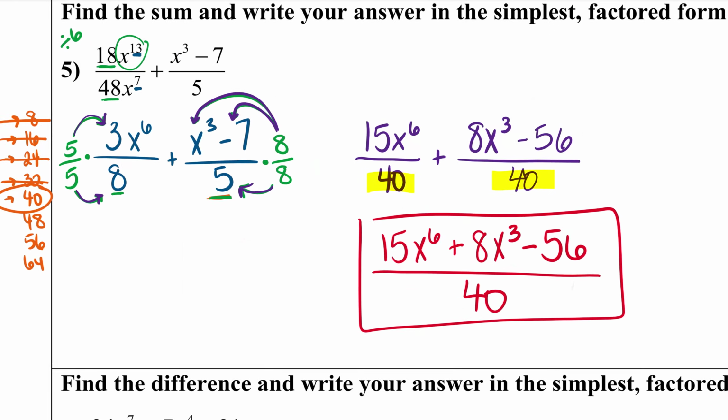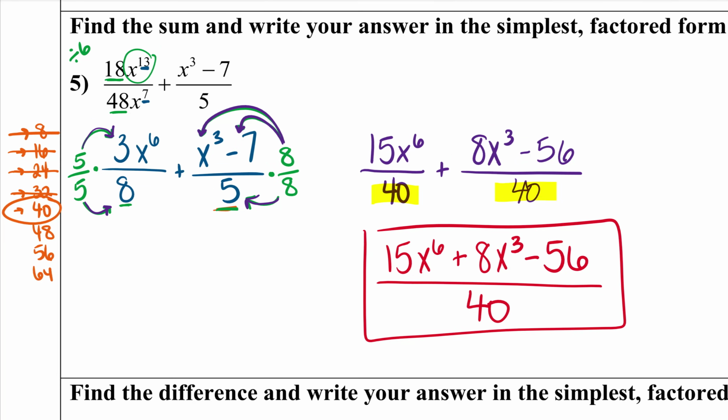Okay, so number 5 on every quiz, I have one fraction to reduce. I find a common denominator. I multiply to change them. And then I add the top and just combine like terms. Okay, that's how number 5 is.